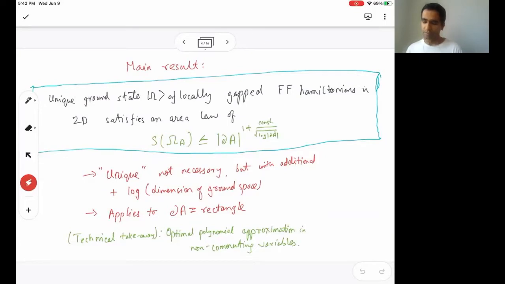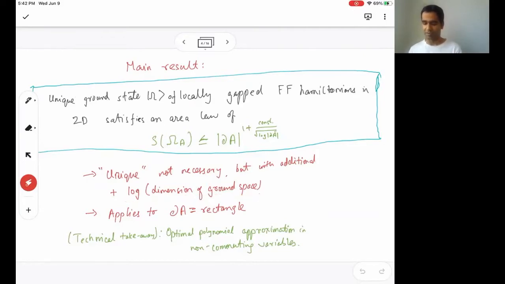So a few remarks. I've already discussed what frustration-free is and what local gap is. One remark is that a unique ground state is not really necessary, but it's for convenience for this talk. One can pay an additional factor of log the dimension of the span of the ground space if we want to talk about a non-unique ground space. And we cannot hope to do better than this.